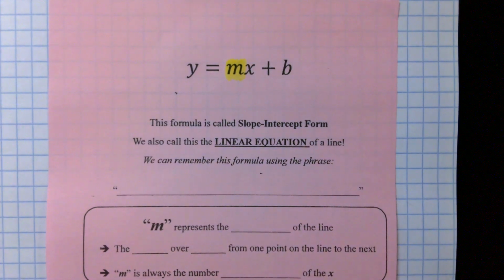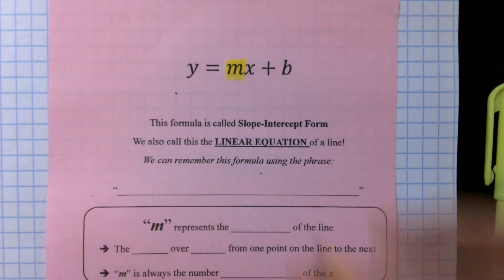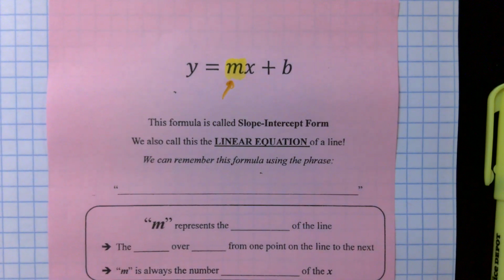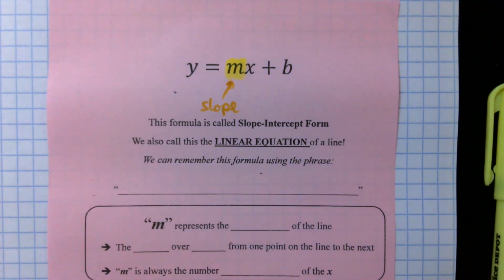Okay, go ahead and highlight the M in yellow. Yellow for the M. What do you see right next to that M? Kind of like they're glued together. What's next to that M? X. The X. My M is always going to be glued to the letter X, okay? Do you guys remember what M stands for or what it represents? Slope. Thank you. Whatever number is in front of the X is my slope. Got that?